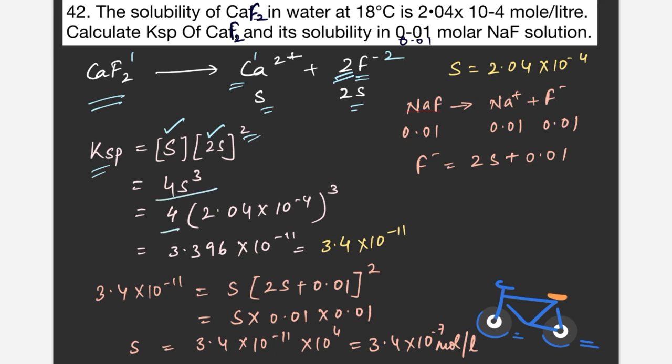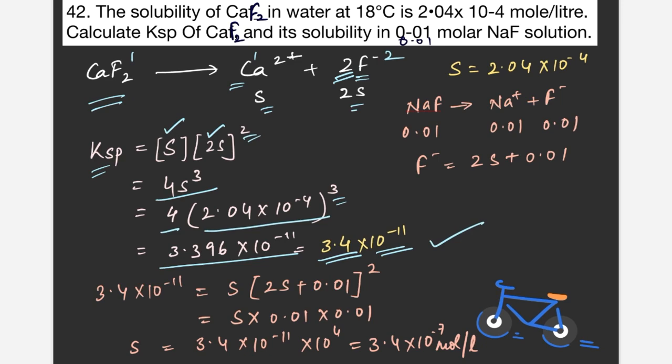So 4 into solubility की value given है question में, that is 2.04 into 10 to the power minus 4, whole cube. Solving, Ksp की value आ गई 3.396 into 10 to the power minus 11, which can be rounded off to 3.4 into 10 to the power minus 11. So this is the Ksp value for calcium fluoride.